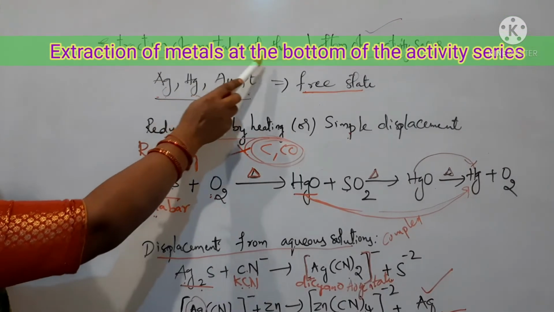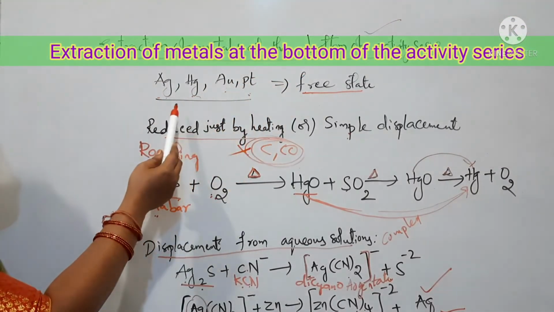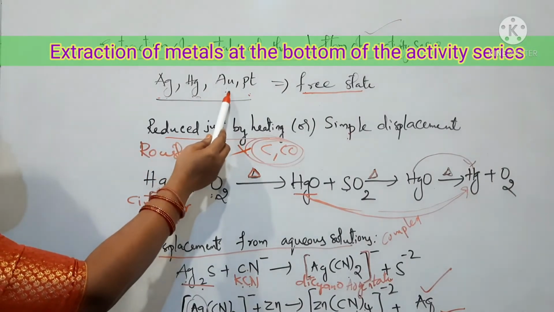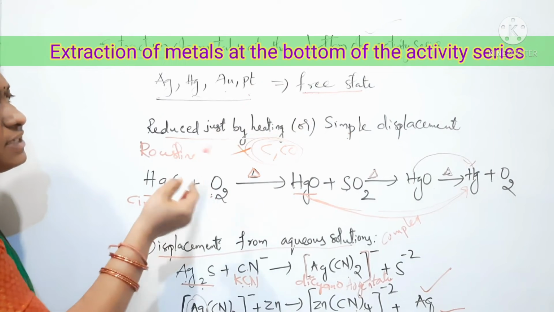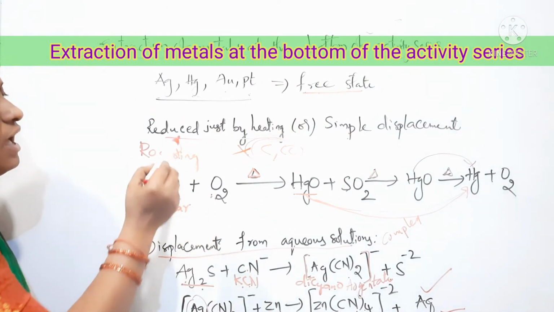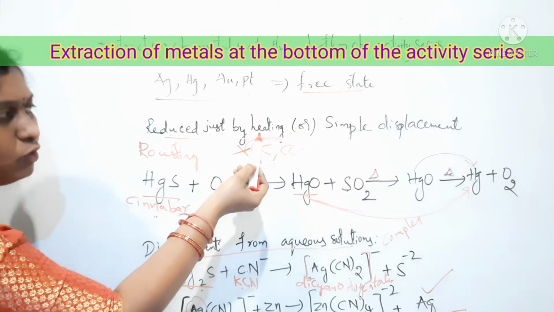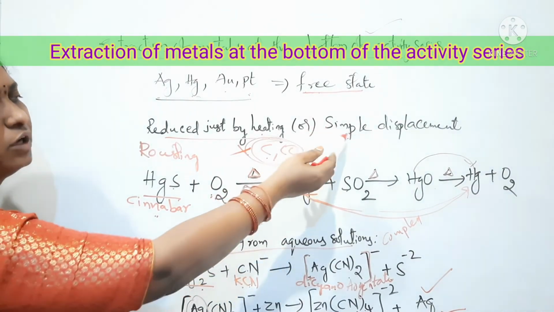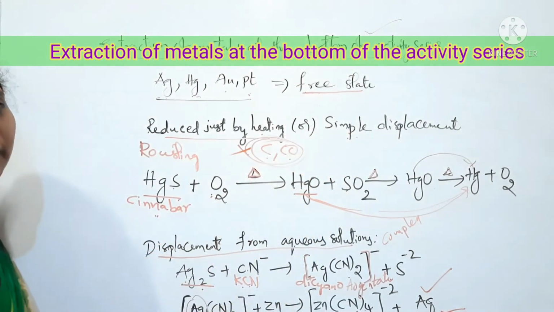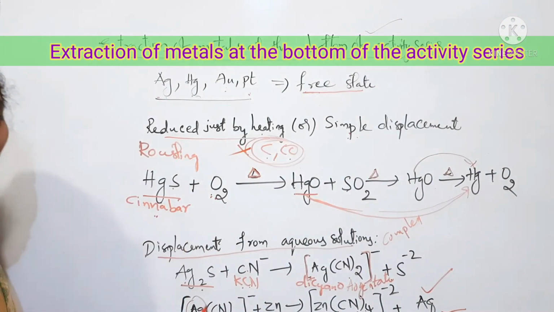Now we'll go for the extraction of metals at the bottom of the activity series like silver, mercury, gold and platinum. These are mostly available in the free state. Only in rare cases they are available in the combined state, and these can be just reduced by simple heating. No need of a reducing agent like C or CO, or just by a simple displacement reaction we'll get the crude metal, because these are least reactive.